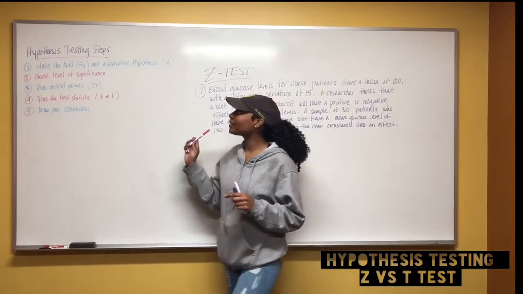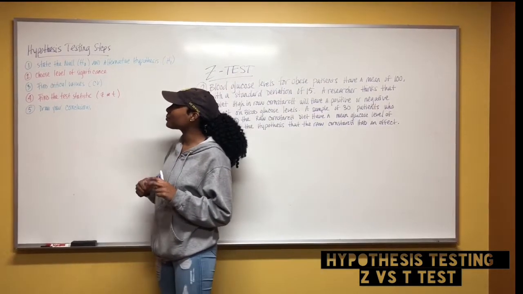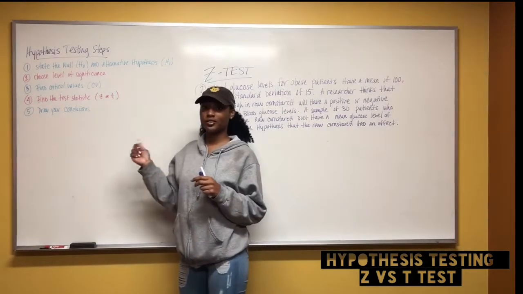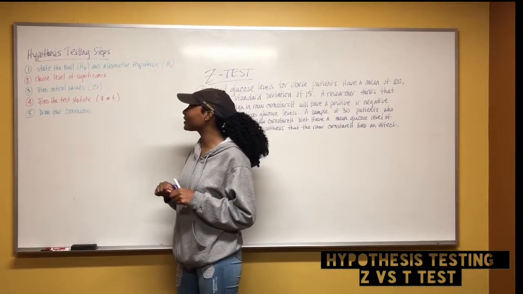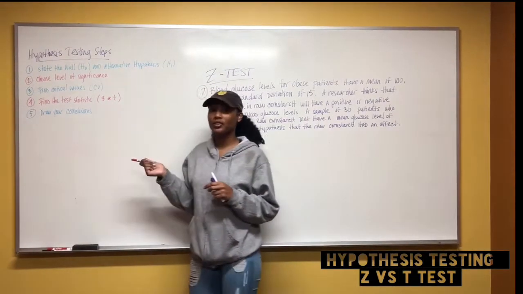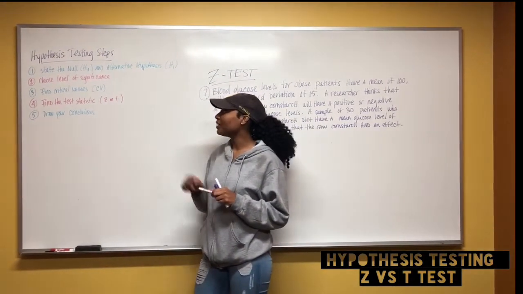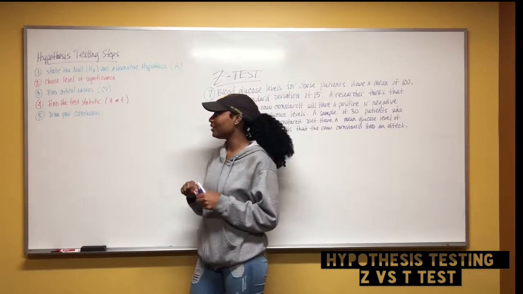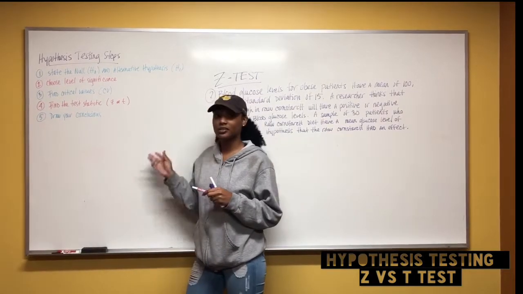There are 5 steps total with hypothesis testing. The first one, we're going to state the null and alternative hypothesis. Second, we're going to choose our level of significance. Third, critical values. Fourth, we're going to be finding our statistics. In my case, I'll find the Z, and in hers, she'll find T. And then lastly, we'll draw our conclusions.